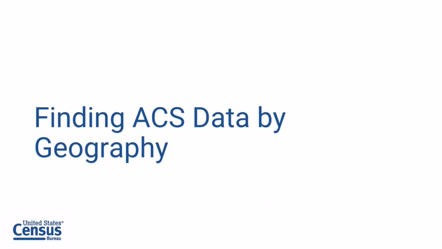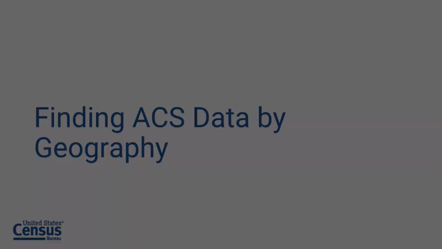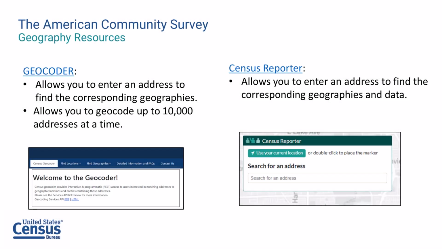Finding ACS data by geography. Next, let's explore how to find data for a specific address. I have two very handy resources to help you find data on any particular address. This functionality is not available in data.census.gov. The first resource is Census Geocoder, which allows you to enter an address to find the corresponding geographies. However, it does not provide data for the geographies.